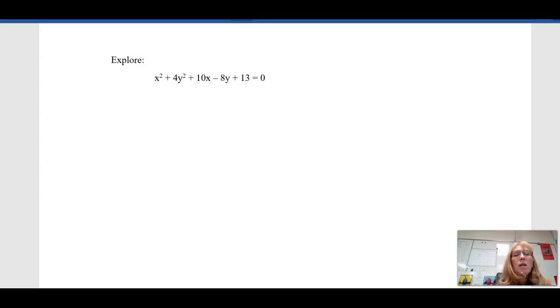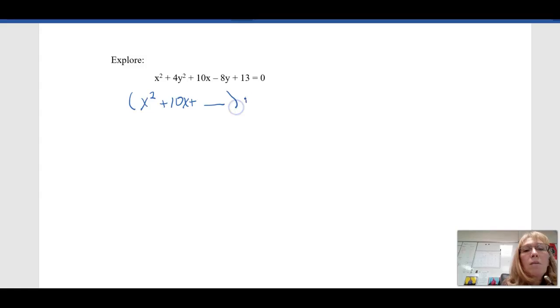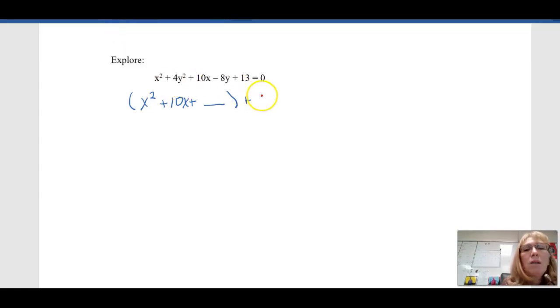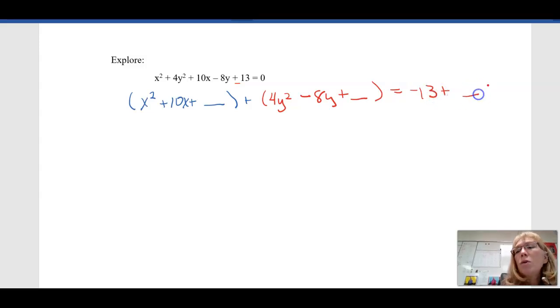Okay, pause and give yours a shot. So your first step was to group the squareds, or the x's. Don't forget your blank. Plus, now you have to group the y's. And when we group the y's, we have 4y squared minus 8y plus your blank equals, subtract your 13. And now we have our two blanks.